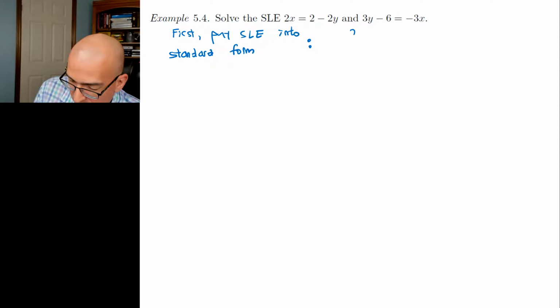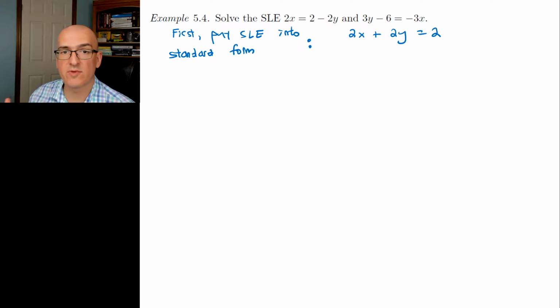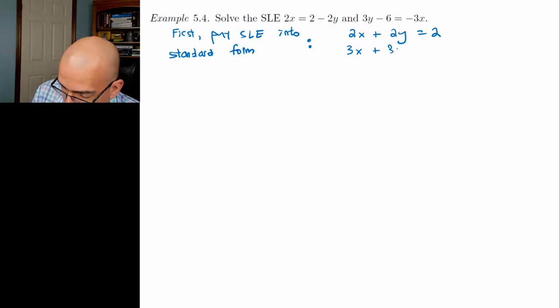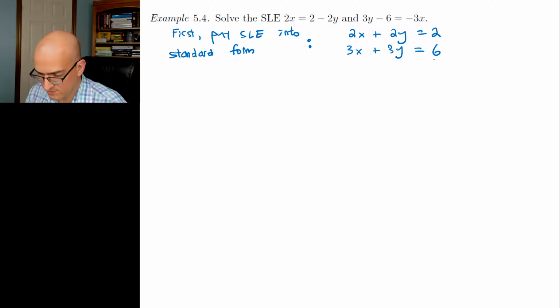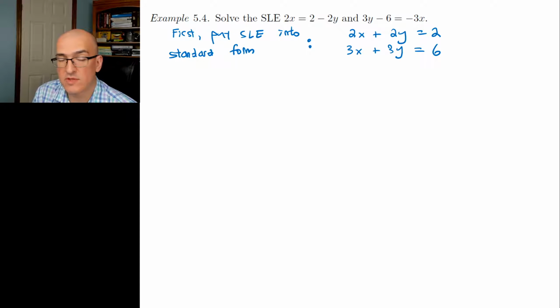So the first equation I'm going to rewrite as 2x plus 2y equals 2. I added 2y to both sides. And the second equation, I'm going to add 3x to both sides. So 3x plus 3y equals 6. Let's keep going now with the actual solving.